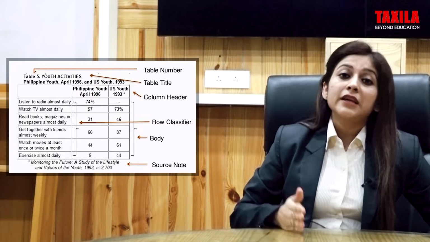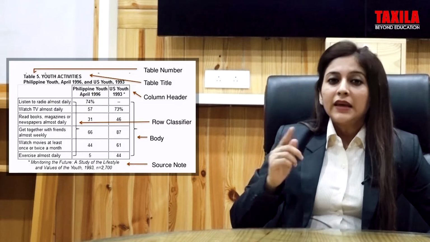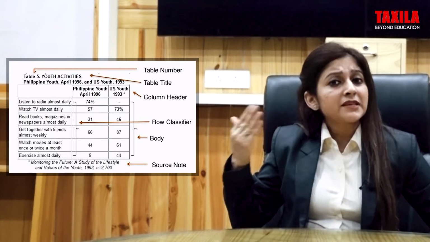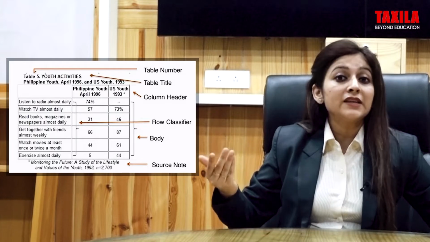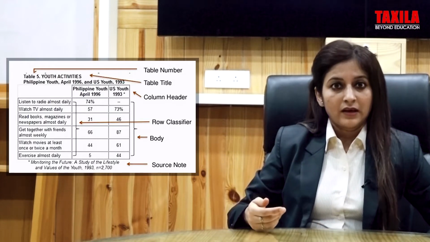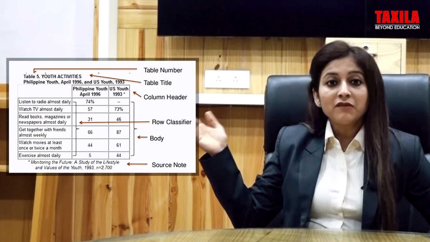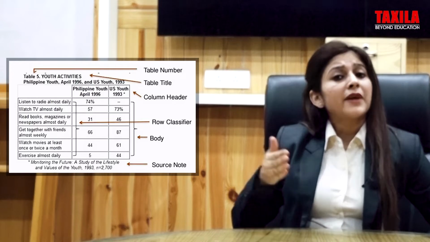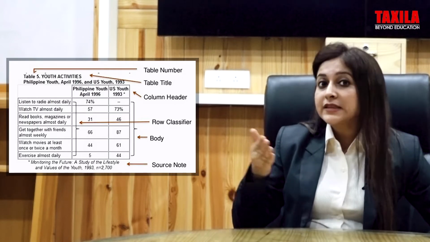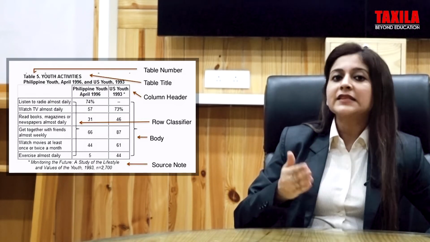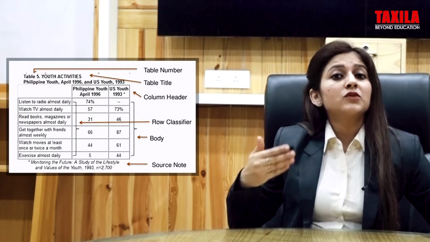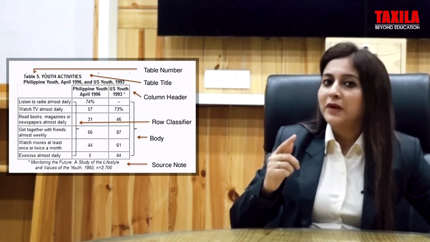So let's see the parts of the table. First is the table number. Each table has a specific table number for ease of access and locating. Like here it is table number 5. It is readily mentioned, which serves as a reference and leads directly to the data mentioned in that particular table.